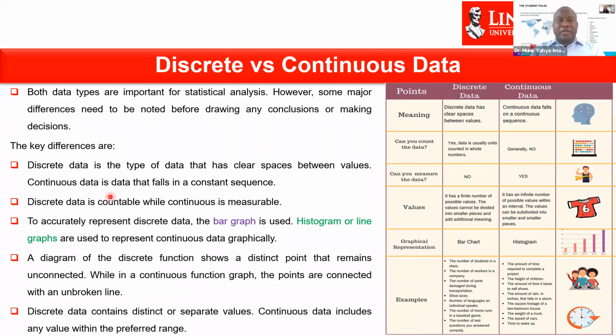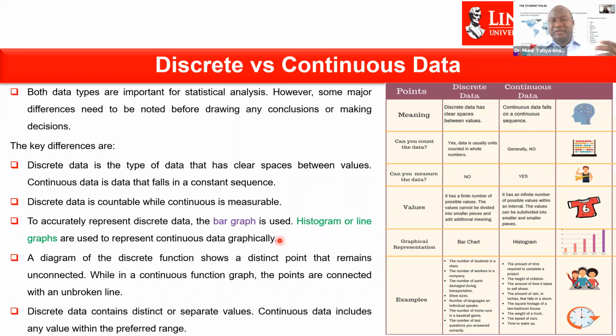Continuous data. Okay, so histogram or line graphs are used to represent continuous data graphically. Then a diagram of the discrete function shows distinct points that remain unconnected, while in a continuous function graph, the points are connected with an unbroken line. Discrete data contains distinct or separate values. Continuous data includes any value within the preferred range. These are just some of the differences if you compare discrete and continuous data.